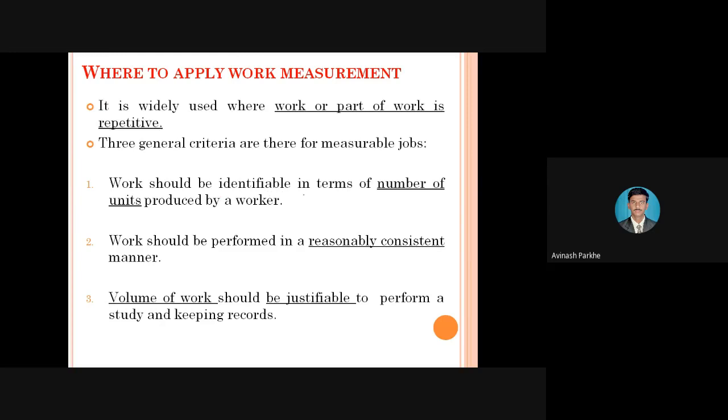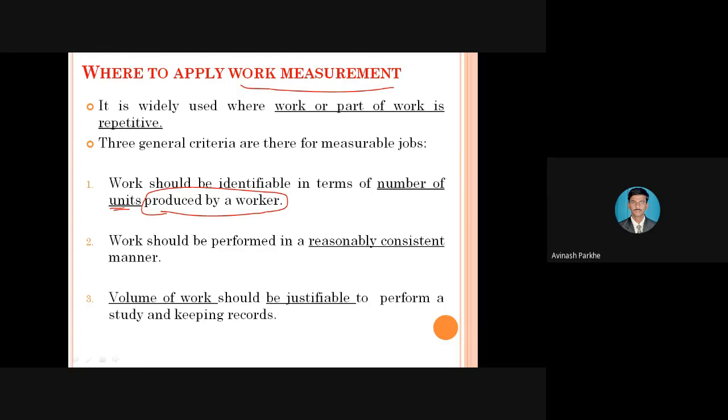work should be identifiable in terms of number of units produced by the worker. So wherever we have to check the performance of that particular worker, at that time work measurement plays a very important role. Therefore, work should be identified in terms of number of units produced, or we can say number of jobs. One task is assigned to that worker in one day. How many jobs has he completed? Based on that, we can check the performance of that operator. And if I have to check his performance, I have to apply the work measurement concept.